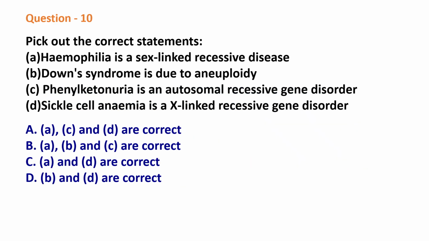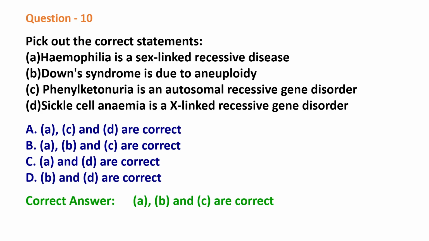Question 10. Pick out the correct statements. First statement: hemophilia is a sex-linked recessive disease. Second statement: Down syndrome is due to aneuploidy. Third one: phenylketonuria is an autosomal recessive gene disorder. Fourth option: sickle cell anemia is an X-linked recessive gene disorder. Now, which among these are correct? Let's see the correct answer.